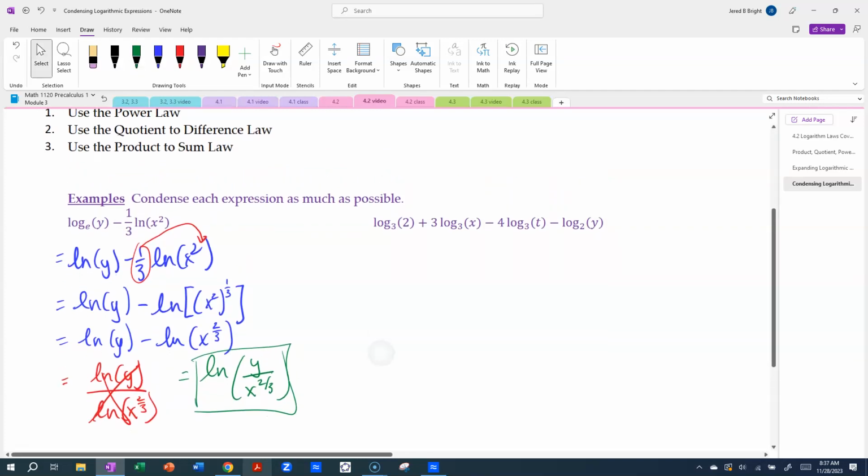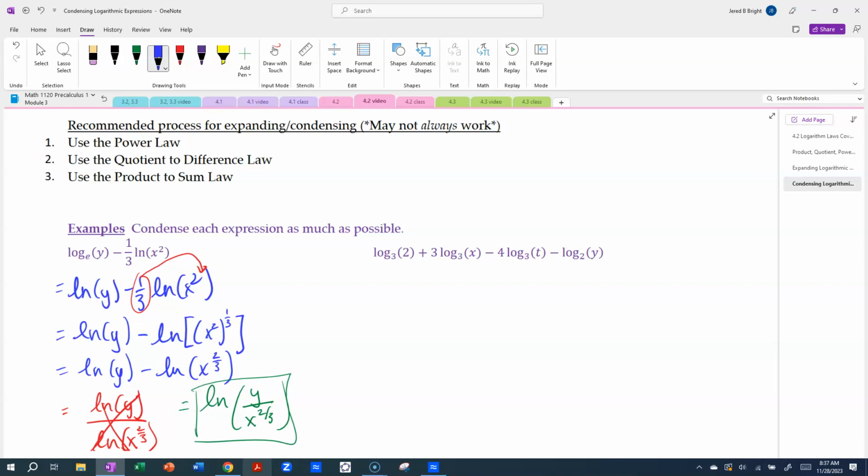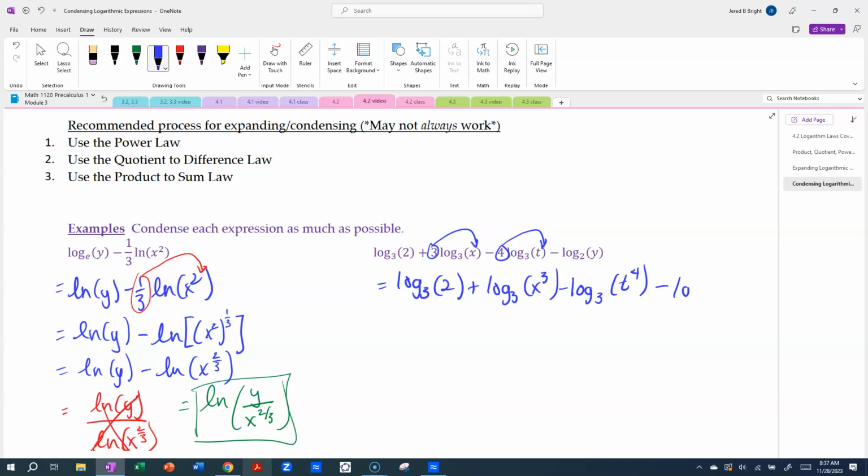So that one I can't go any further. There are no more logarithms to condense. Now I'm going to proceed with that same strategy of trying to use a power law, then quotient difference and product sum with this next example. Do I have the power law? Do I have any coefficients? I in fact have a few of them. I have 2 of them, so I'm going to bring those in as exponents. So this is going to be equal to log base 3 of 2 plus log base 3 of x cubed minus log base 3 of t to the 4th, and then all minus log base 2 of y.